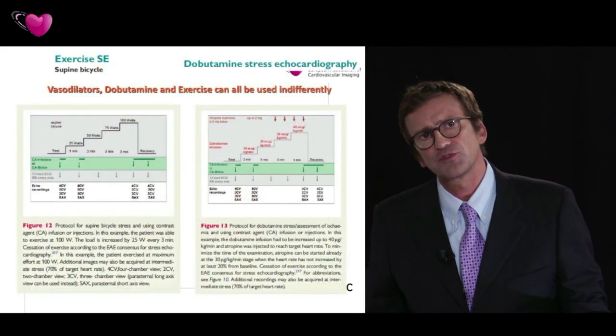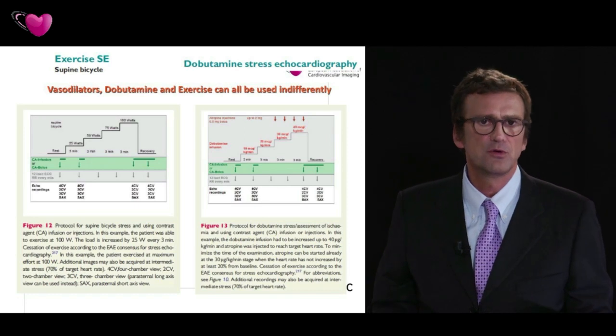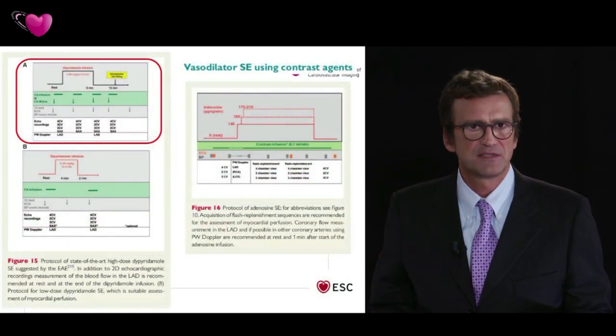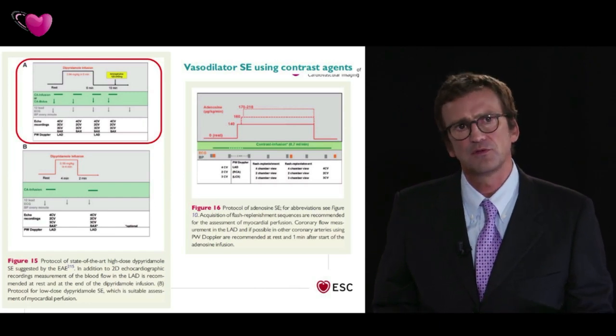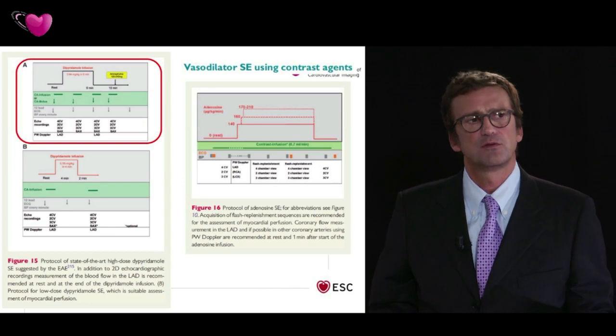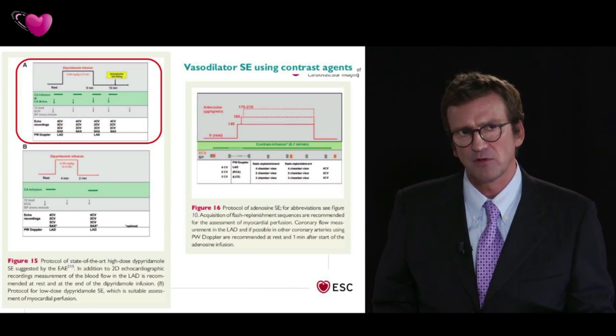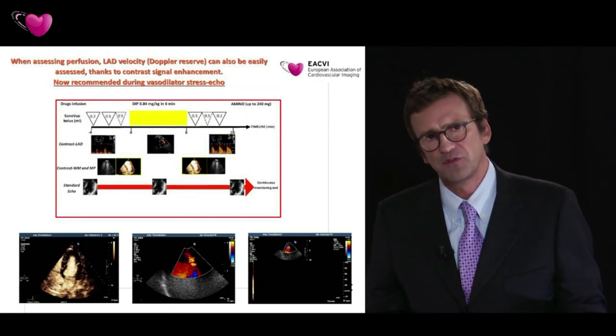You can use contrast with exercise stress echo, or pharmacological stress, either dobutamine or vasodilator, and there is absolutely no difference with the protocols you're using. You can use it, for example, in boluses. If you want to be more accurate, particularly in your first cases of perfusion imaging, you can use it in continuous infusion.